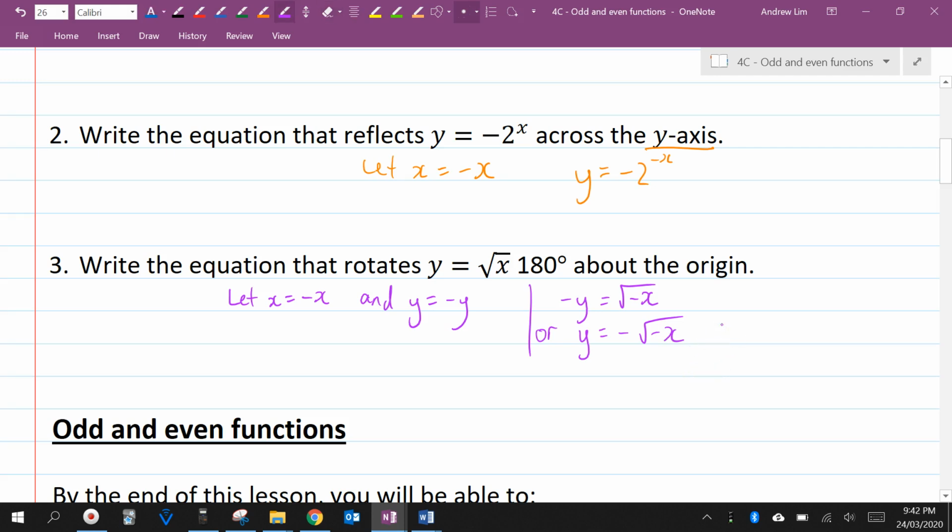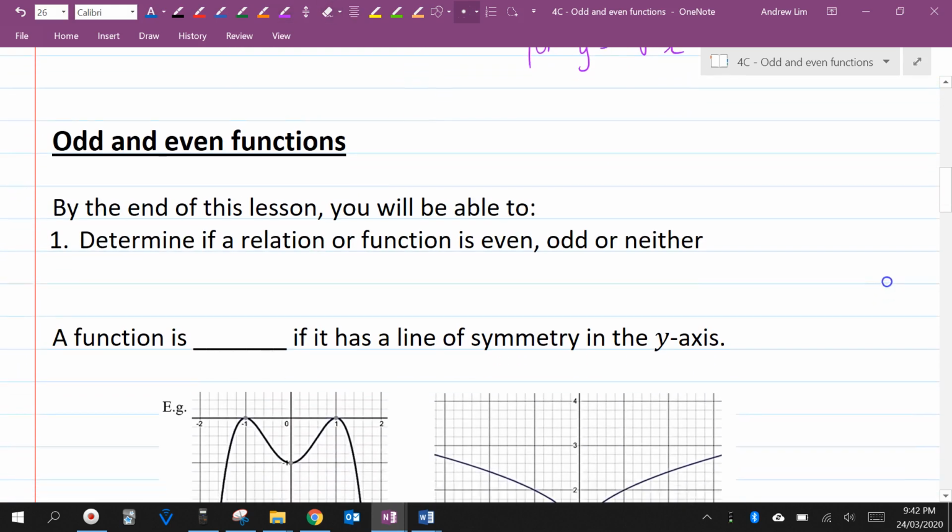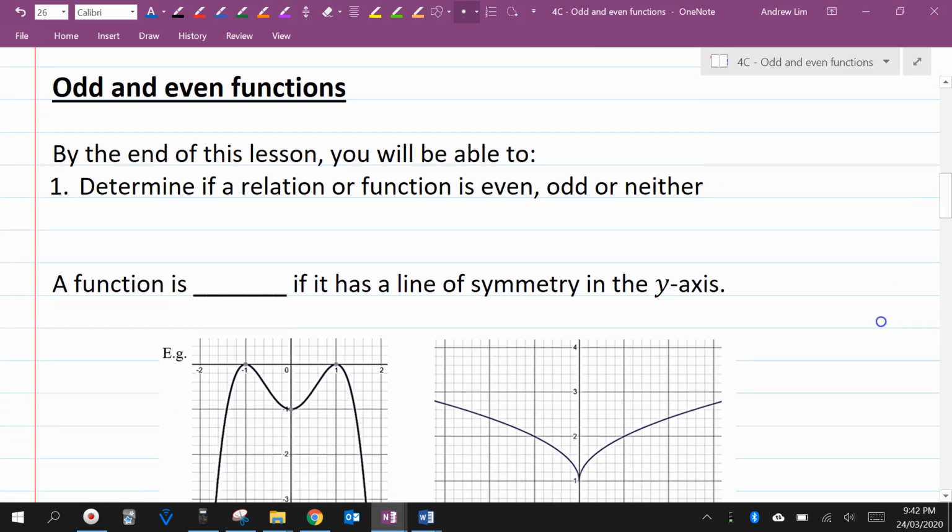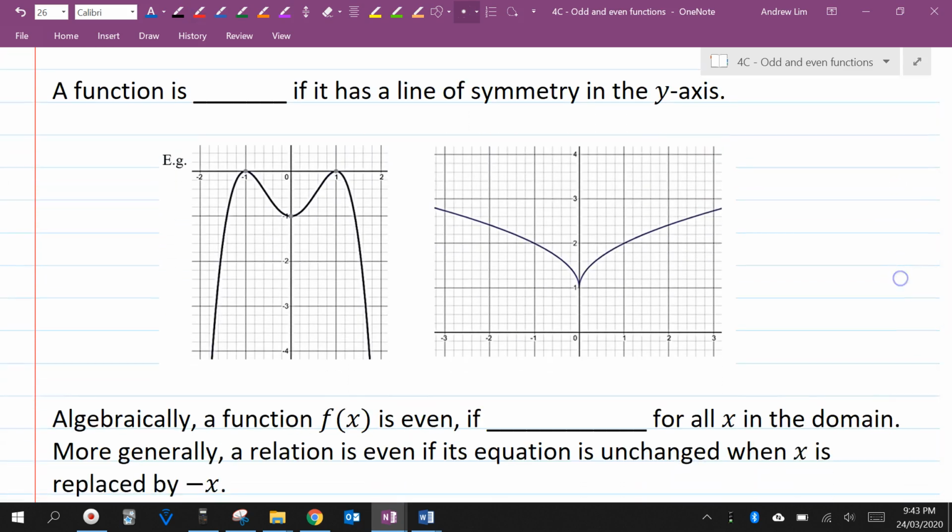Okay, now let's have a look at today's lesson of odd and even functions. So by the end of this lesson, you'll be able to determine if a relation or function is even, odd, or neither. So a function is even if it has a line of symmetry in the y-axis, so it reflects across the y-axis.